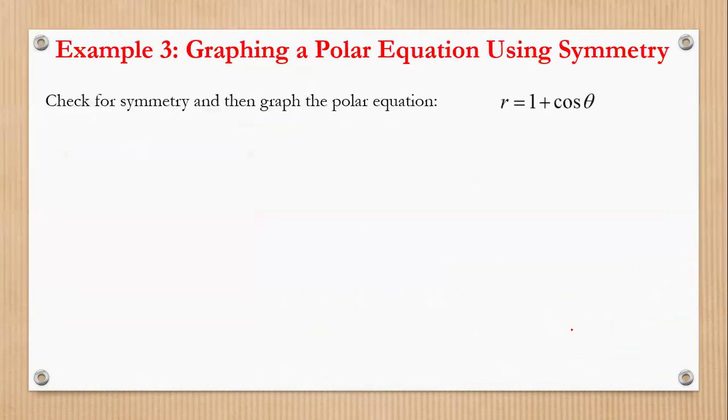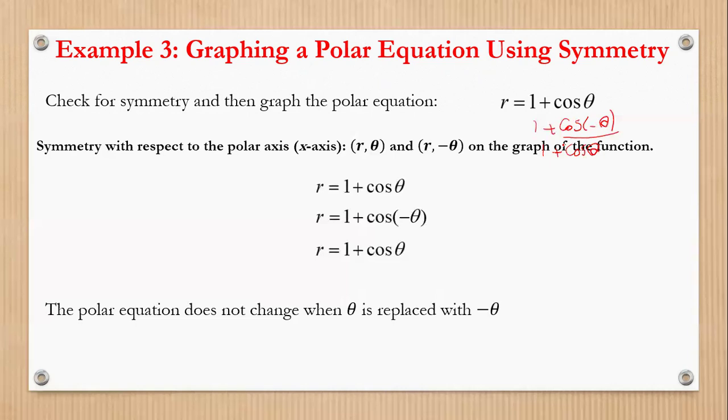For example, we want to check for symmetry for this equation and then graph the equation. So for checking for symmetry, first we want to see if this equation is symmetric about the x-axis or the polar axis by replacing theta by negative theta. If we replace theta by negative theta, since cosine is an even function, an even function doesn't change, so it gives you the same cosine theta. And as you see, nothing changed. That means the answer is yes. This equation is symmetric with respect to the polar axis.